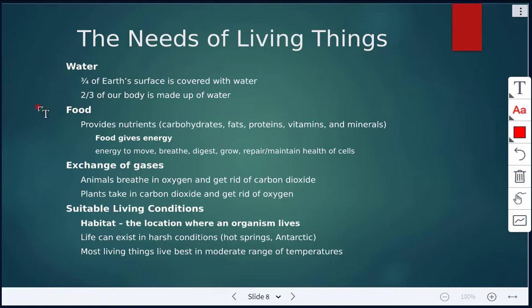We need food or some sort of energy. So this food provides nutrients such as carbohydrates, fats, proteins, vitamins, and minerals. It's the food that gives us energy, the energy to survive, to do things like breathing, moving, growing, digesting, repairing, and maintaining the health of our cells.